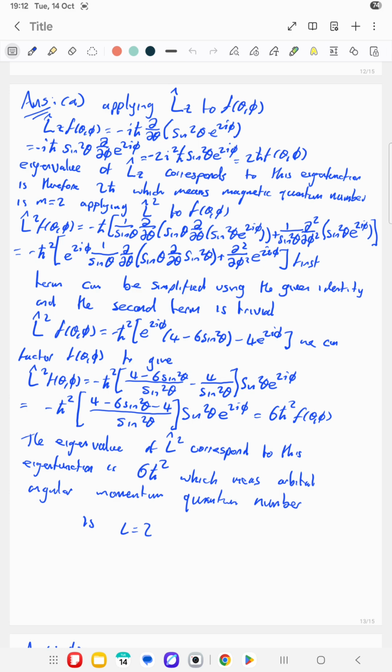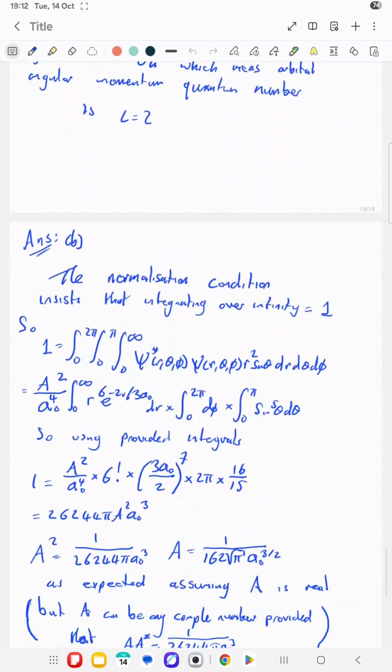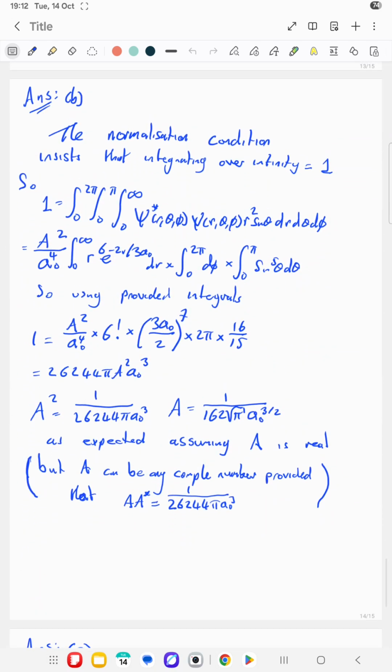The eigenvalue of L squared corresponding to this eigenfunction is 6 h bar squared, which means the orbital angular momentum quantum number is l equals 2. Now moving on to B, the normalization condition insists that integrating over all space must equal 1, because the particle must be somewhere. So 1 equals, and we do the integration, and using the provided integrals, we get 26244 pi a squared times the Bohr radius cubed. So a squared is 1 over this, and a equals 1 over 162 square root of pi, times the Bohr radius to the minus 3 over 2.